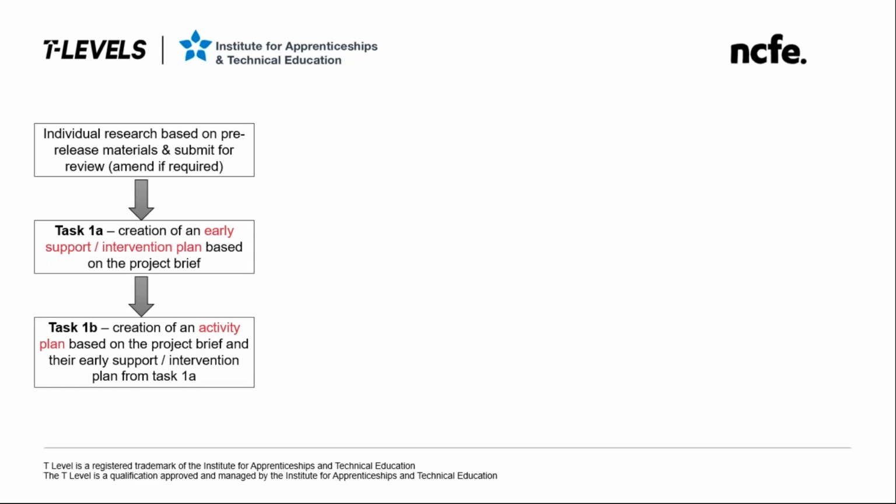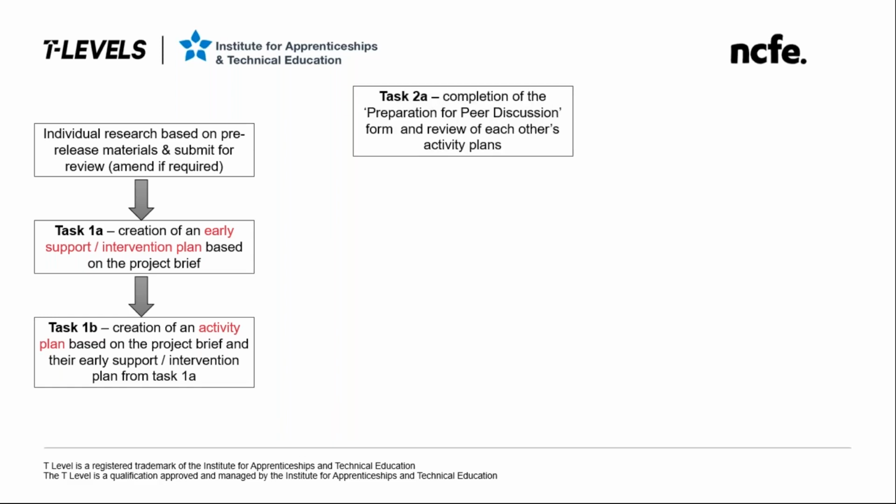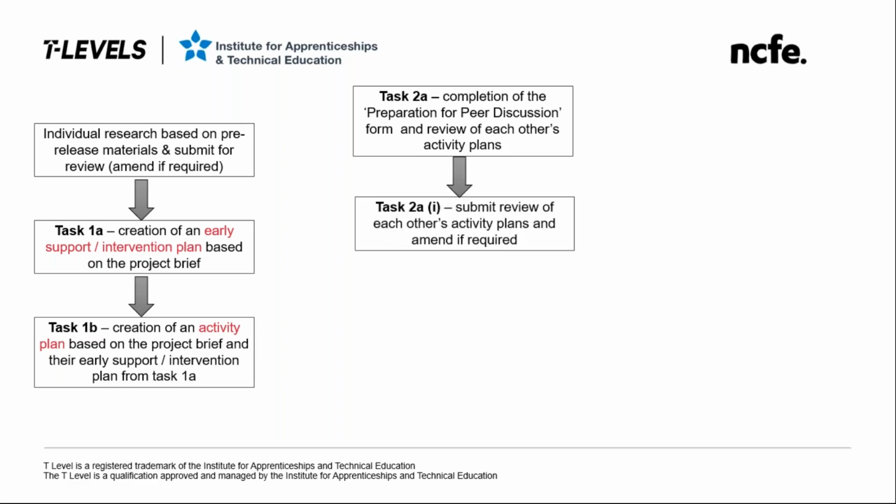The next task is based on a student discussion and peer review. For task 2A, students must not start this task until all of the students in the cohort have completed task 1. For task 2A part 1, the students are asked to review each other's activity plans produced in task 1B. For task 2A, part 2, the students then carry out a group discussion about their activity plans. And then for task 2B, the students will review the feedback they received in that discussion and make changes to improve their activity plan. This all must be completed under supervised conditions.